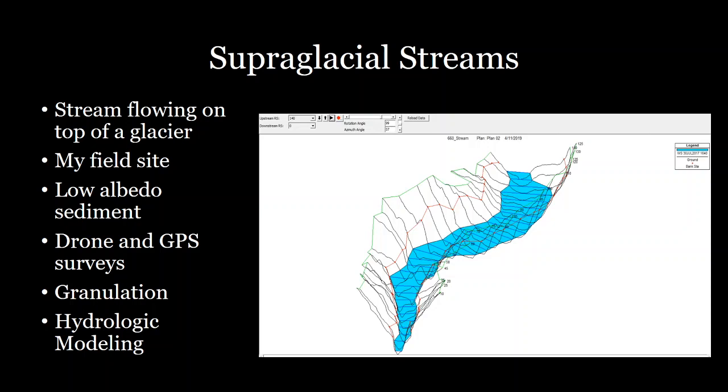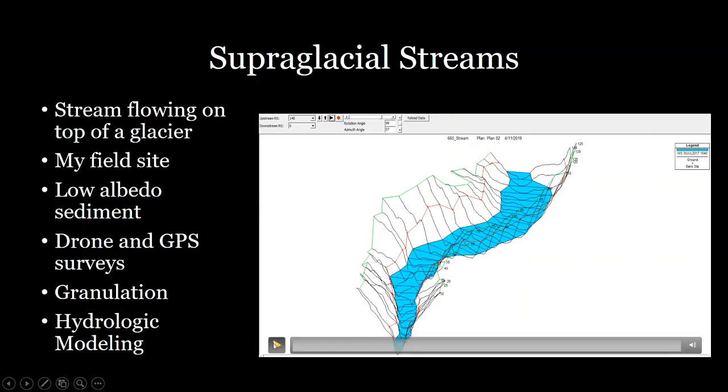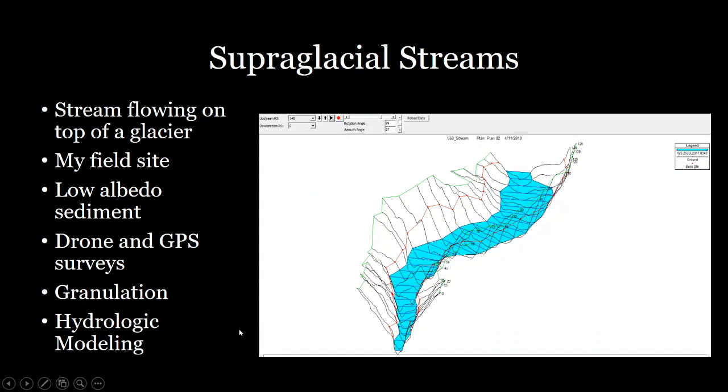And one of the ways that I study this process is through hydrologic modeling. We can use the GPS measurements of depth and the drone imagery and plug that into a computer system, a hydrologic model, in order to simulate throughout the day how much flow there is, and therefore predict how the albedo is changing for every single minute of the melt season. So it's a really important tool that we can use.